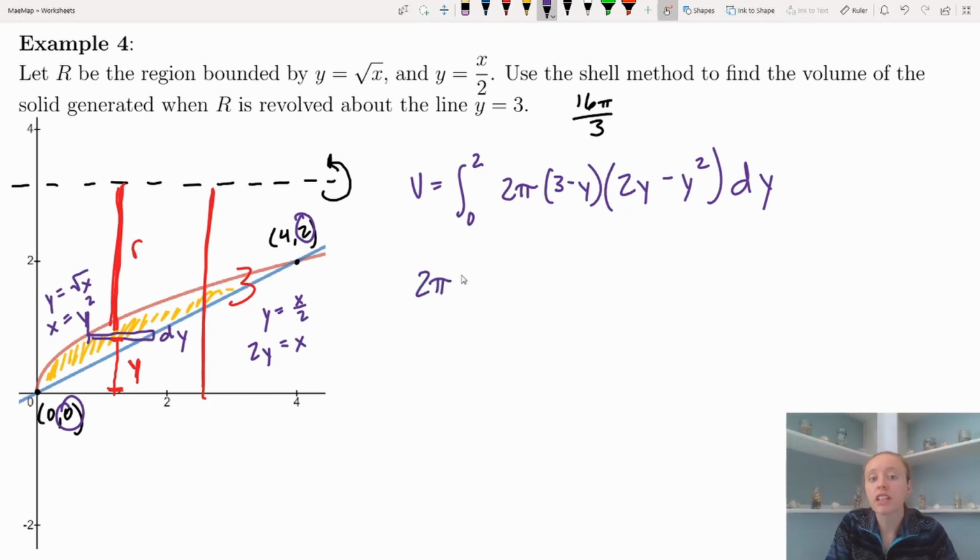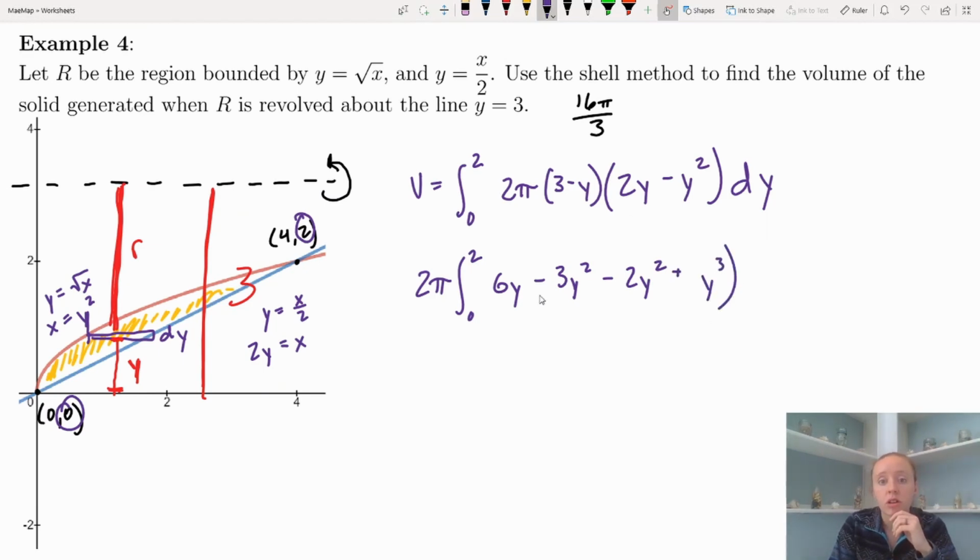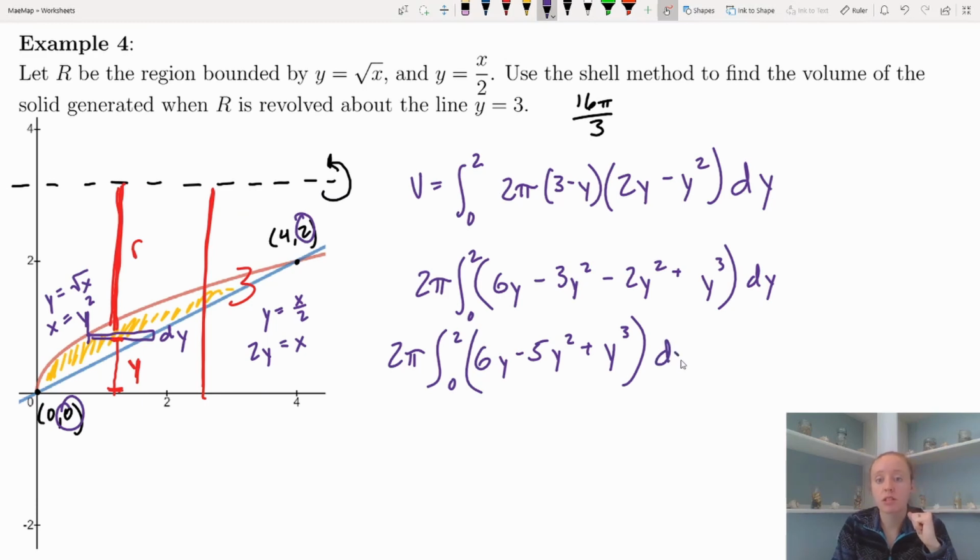So pulling the 2 pi out in front, just to make it a little easier, we'll go from 0 to 2, and then I'm going to FOIL 3 minus y times 2y minus y squared. So that will be 6y minus 3y squared minus 2y squared plus y cubed when FOILed out. And I can simplify this down. 2 pi from 0 to 2. I'll combine my negative 3y squared with my negative 2y squared. So I'll have 6y minus 5y squared plus y cubed, integrating that with respect to y.